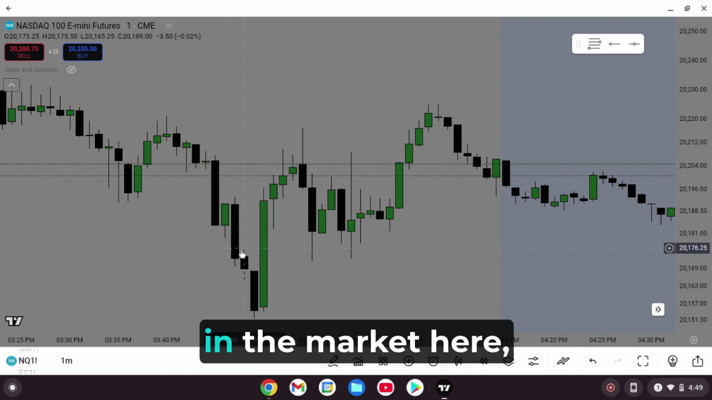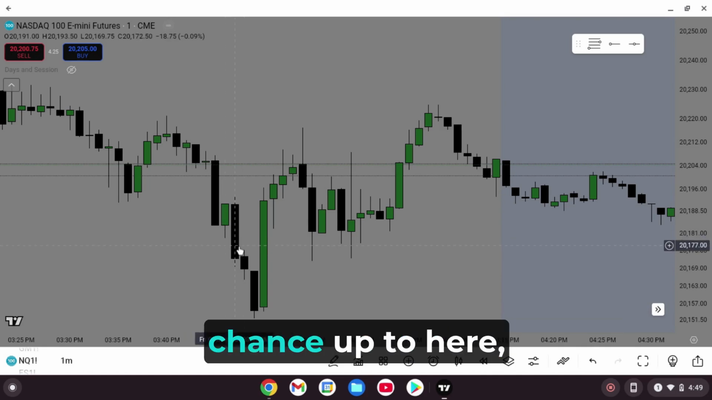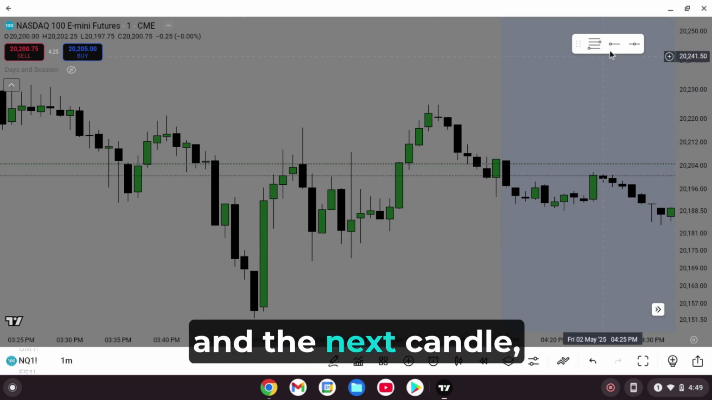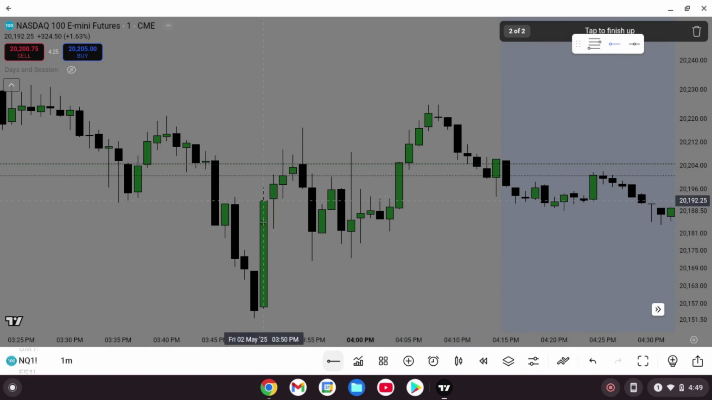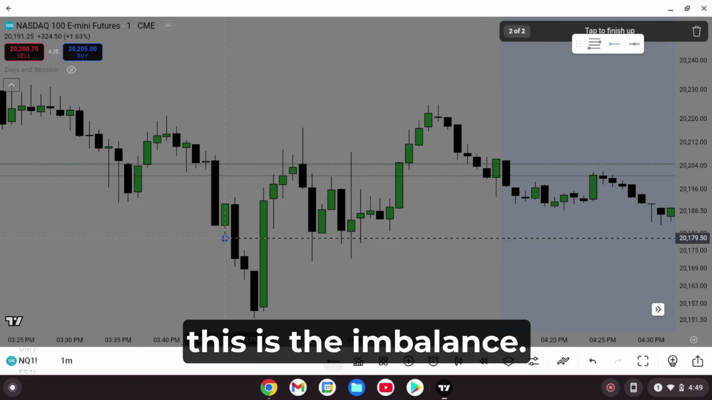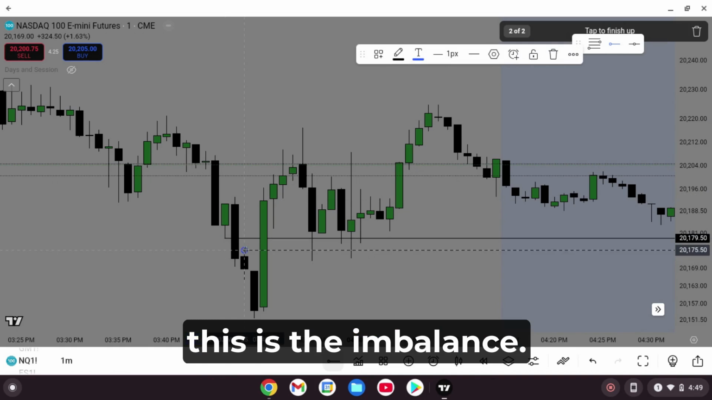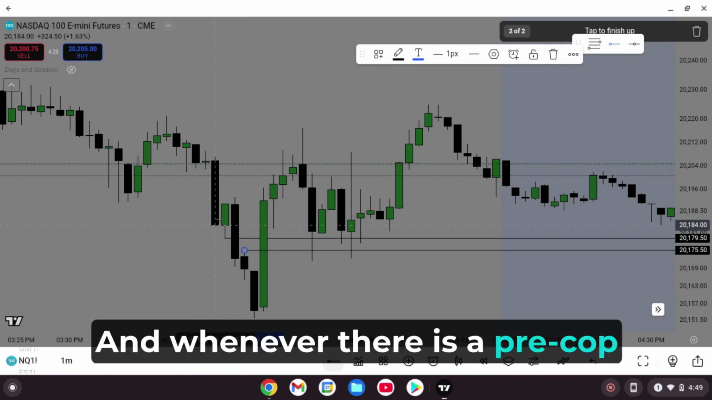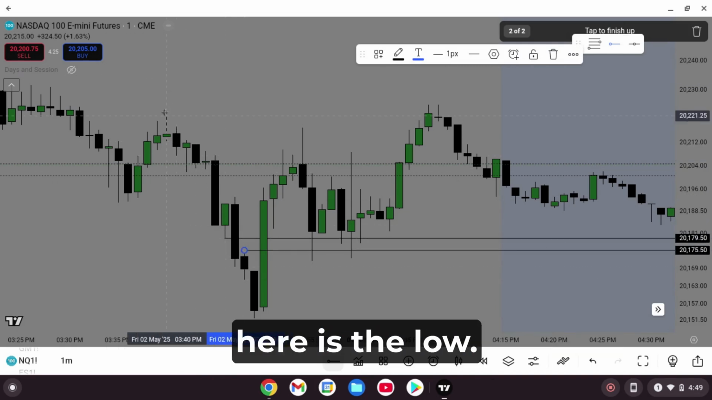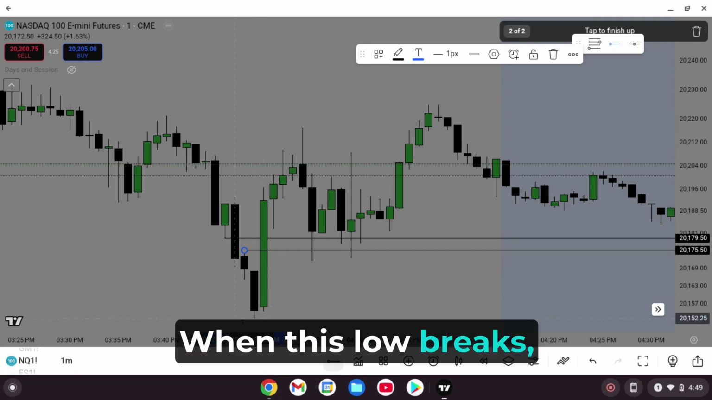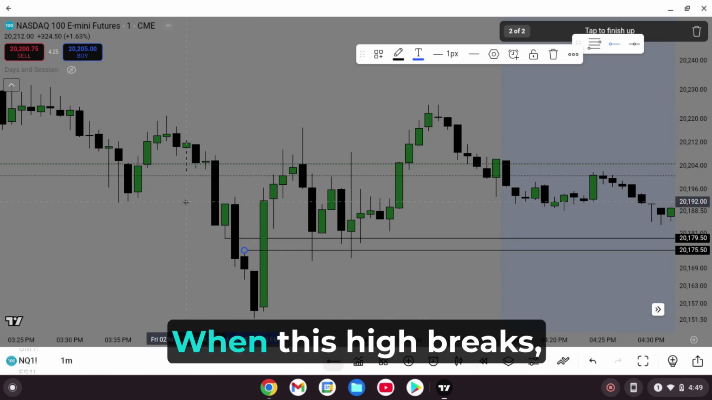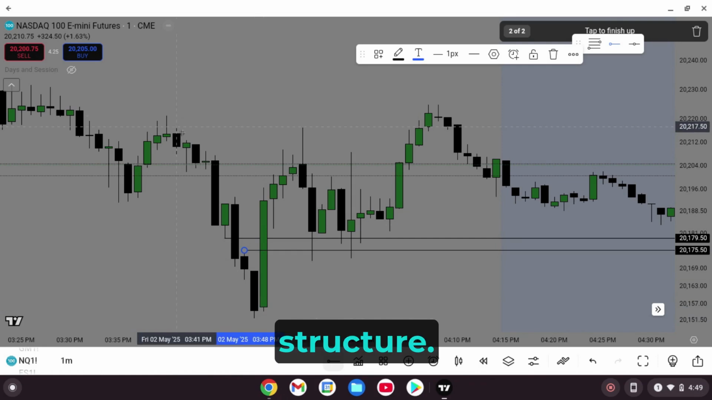Imagine there was an imbalance in the market here, up to here, and the next candle, I will mark it. This is the imbalance. And whenever there is a break-of-structure setup in the market, here is the high, here is the low. When this low breaks, there will be a break of structure. When this high breaks, there will be a break of structure.